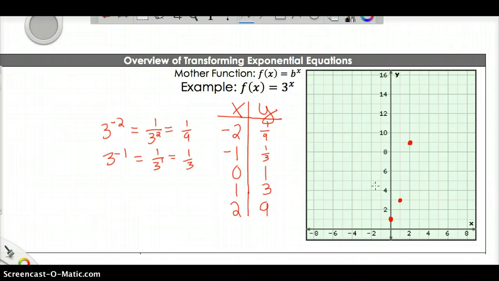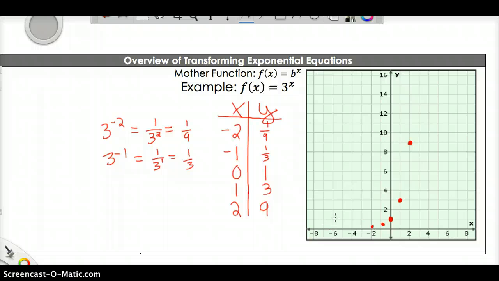So there's my remaining 2 points. I've got the point -1, 1/3. So I'm going to estimate and go about 1/3 of the way up above the x-axis. And then I've got the point -2, 1/9. Here I'm really just trying to get a point that has an x-coordinate of -2 and is right above the x-axis.